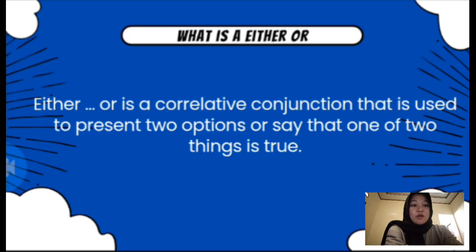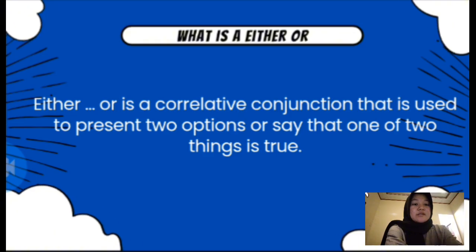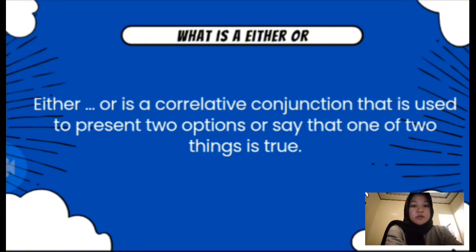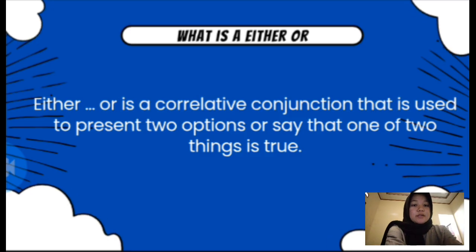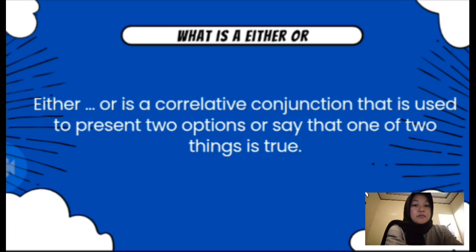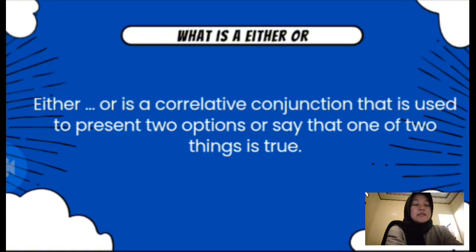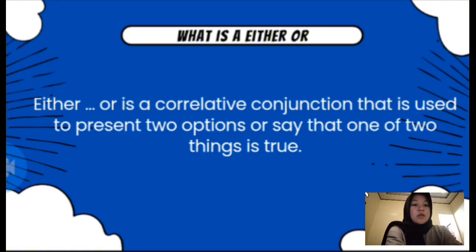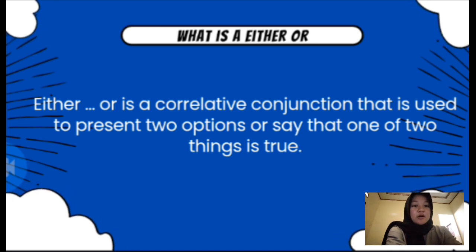We use either/or when we talk about two people or things, but only one of them does the action, not both. The most important grammar rule is the verb must match the subject that comes after or. So we don't look at the subject before or. We only focus on the one that comes after or.